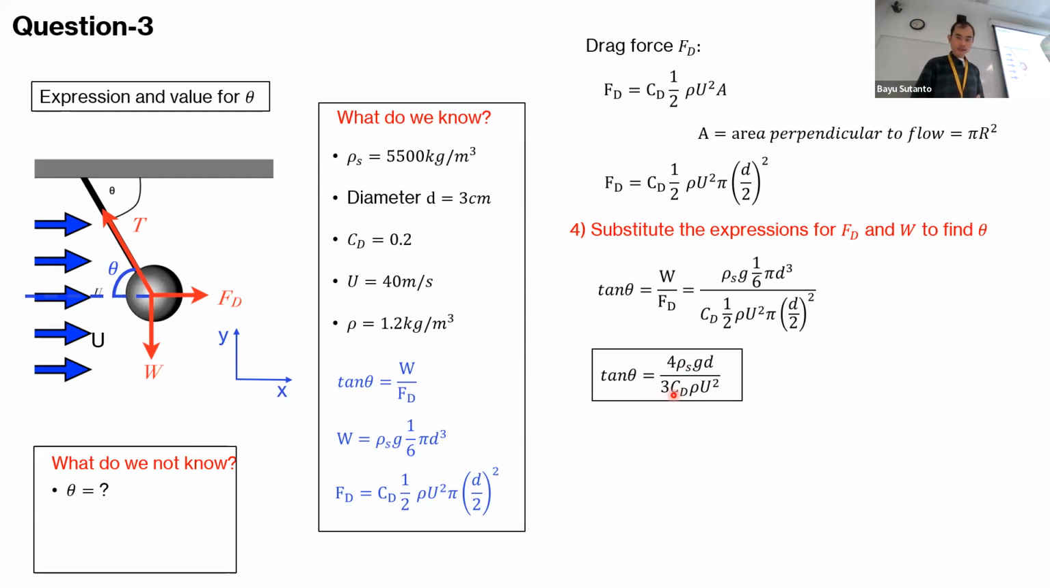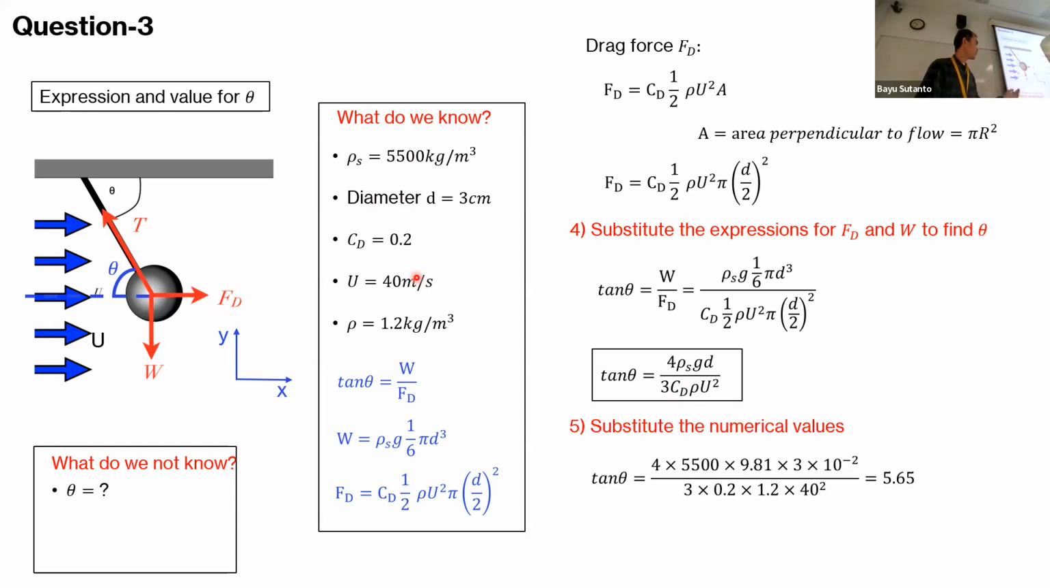And then the next is we need to calculate theta if we define the density of sphere, diameter, C_D, U, and rho with these values. So just input everything in our equation for tan theta. We input this value. This is the density of the sphere, 5,500, gravity, the diameter of the sphere, and this is C_D. This is the density of air, and this is the velocity.